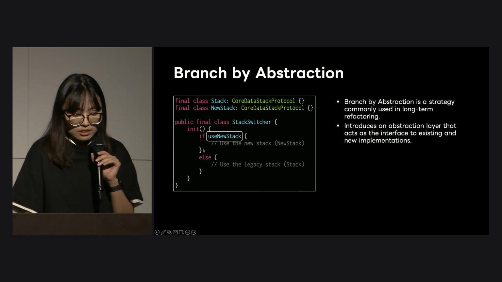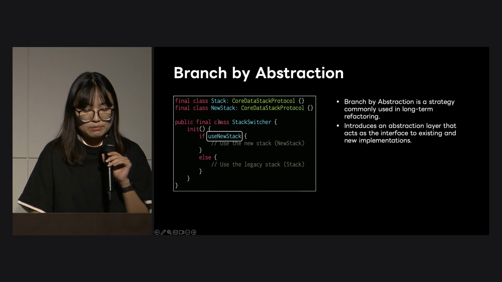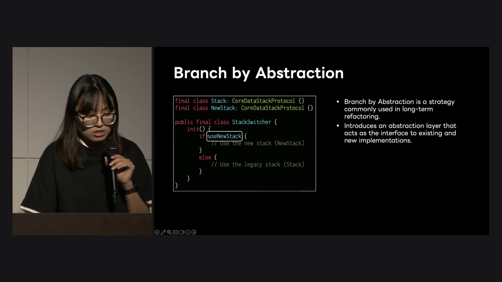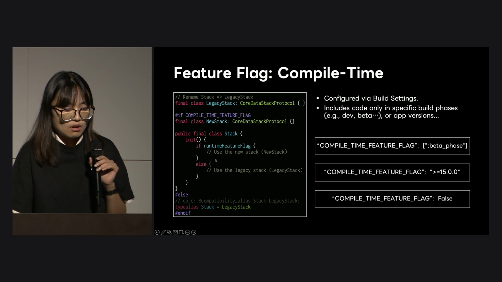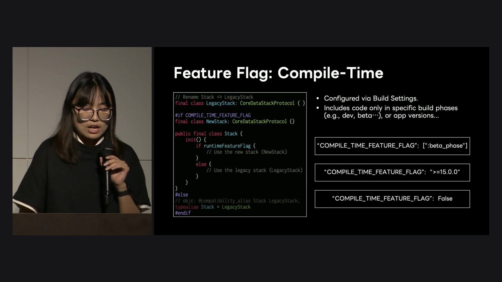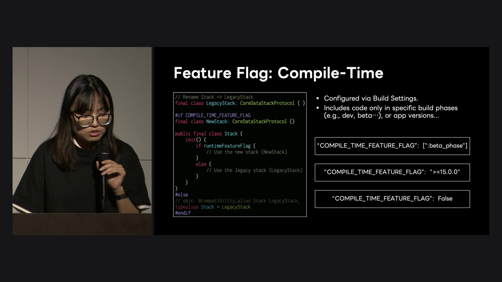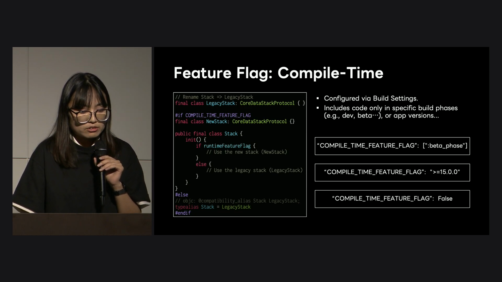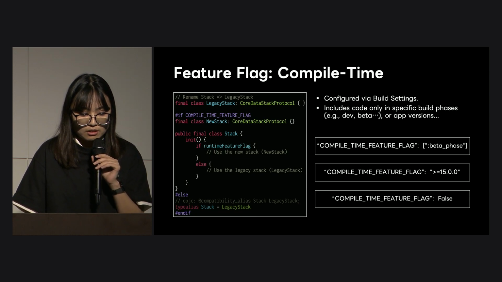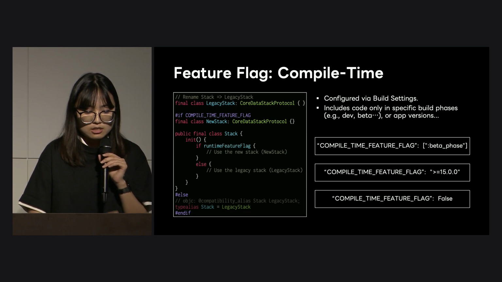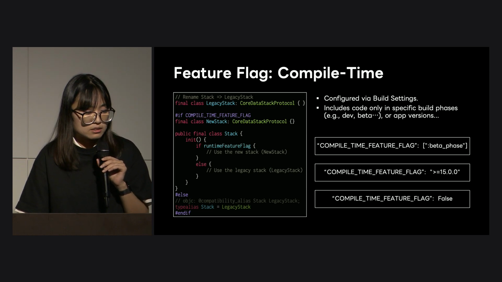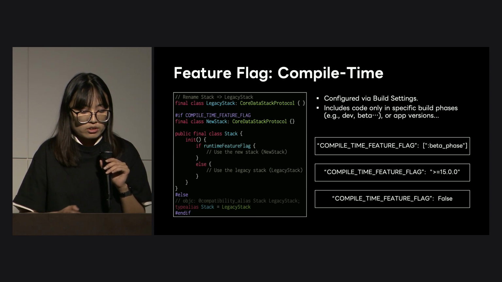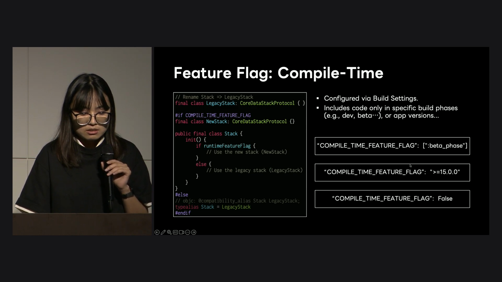And now, let's turn our attention to the use new stack value. Actually, it's also used for another strategy, feature flag. A feature flag is also a commonly used strategy. In our case, we introduced two types. First, a compile time feature flag, configured via build settings. This allows us to include or exclude specific code during certain build phases, such as development, beta testing, or even targeting specific app versions.